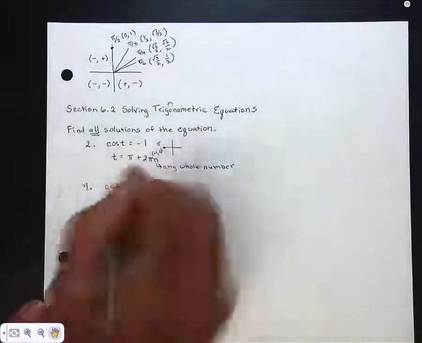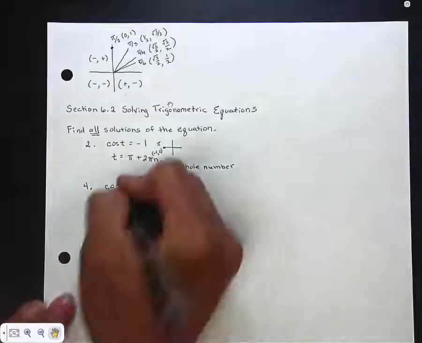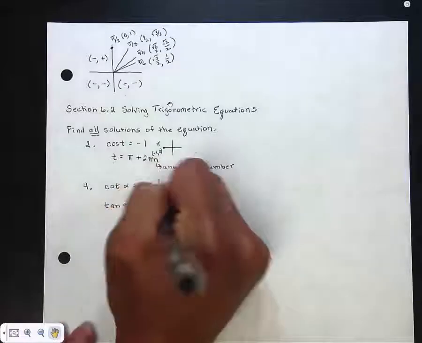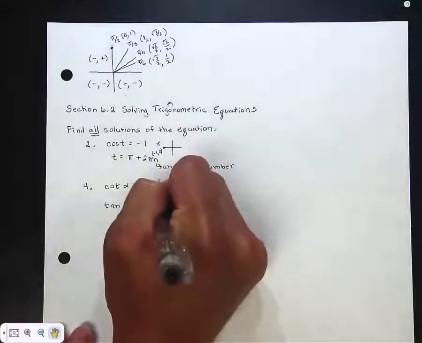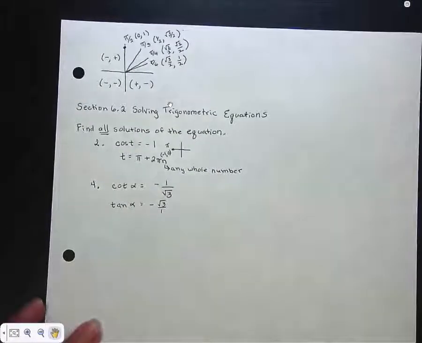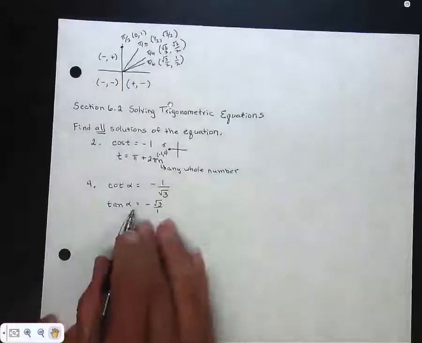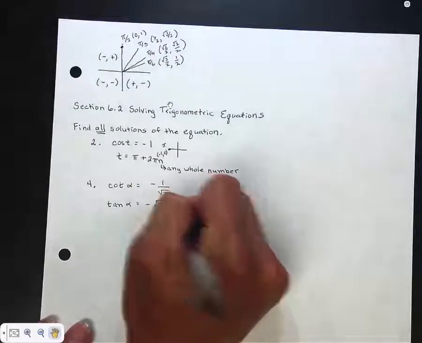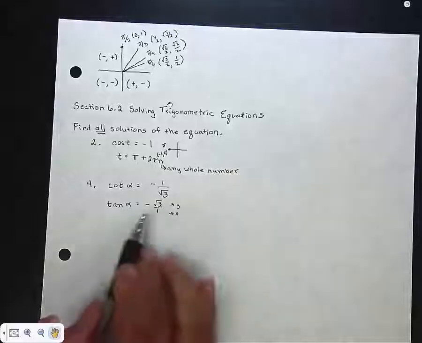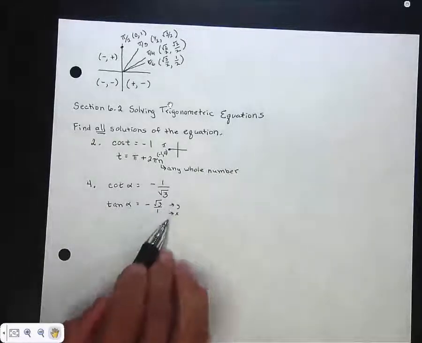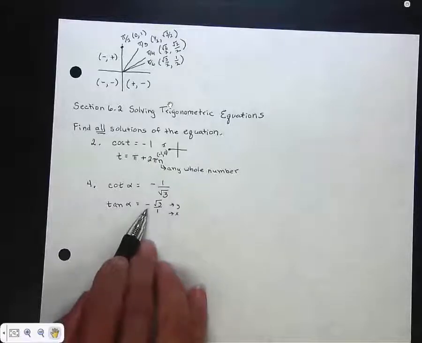So if you give me cotangent alpha is negative 1 over square root of 3, I know, because cotangent's the reciprocal of tangent, that tangent of alpha would have to be negative square root of 3 over 1, or just negative square root of 3. I also know that tangent is the y divided by the x. So I'm looking for the angles where the y divided by the x is negative square root of 3.